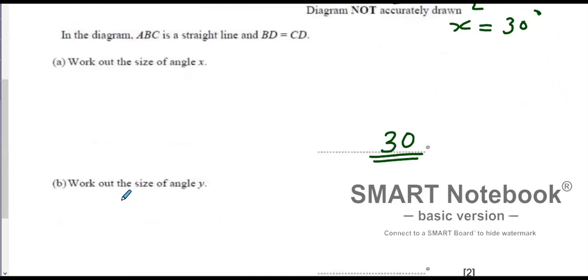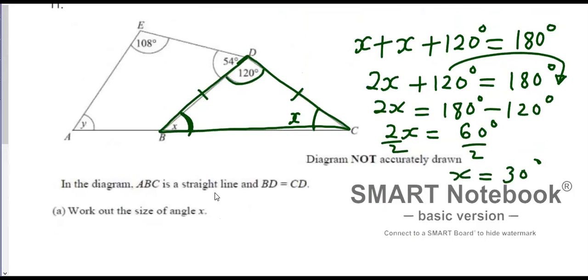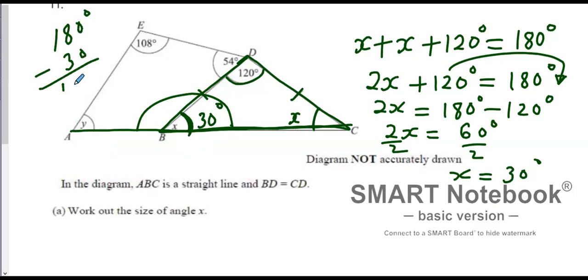All right, B: work out the size of the angle marked Y. So already here, X is 30 degrees. Now, since this line is a straight line, 30 plus that angle gives you 180 degrees. So 180 degrees minus 30 degrees gives you 150 degrees. So this angle is 150 degrees.